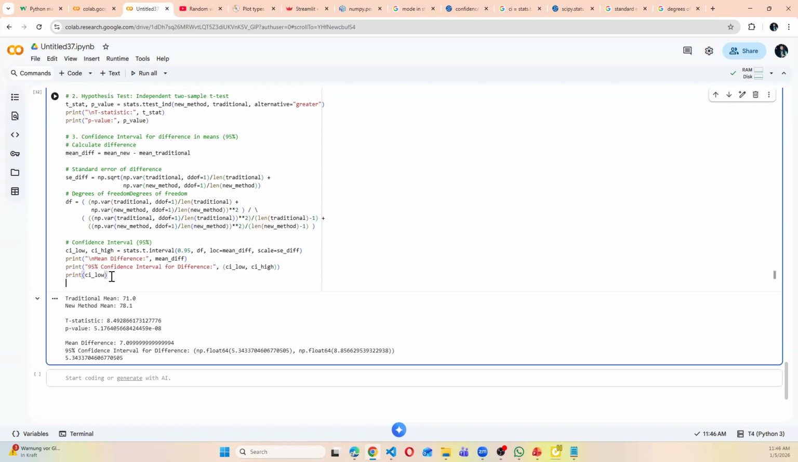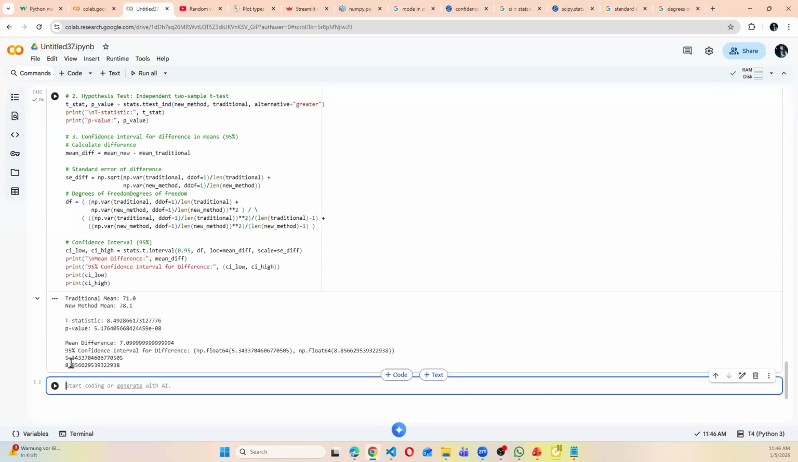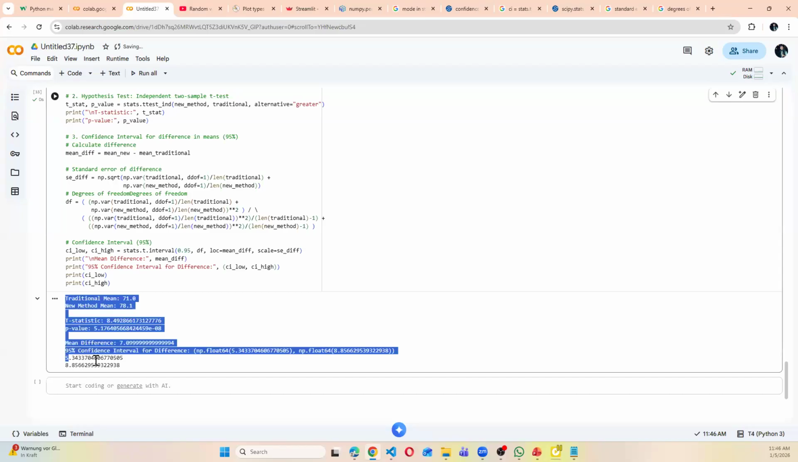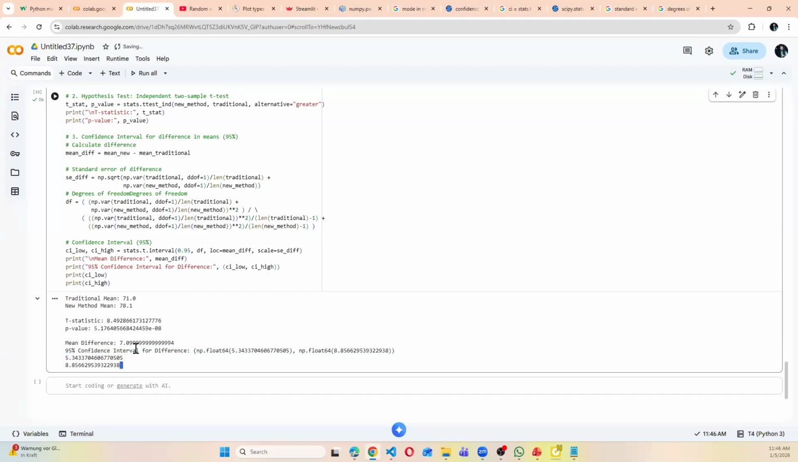And also if I say print ci high, now it's giving you the amount here. This is your upper interval and this is your lower. Okay. Did you understand? Yes. Yes. Do you have any questions?